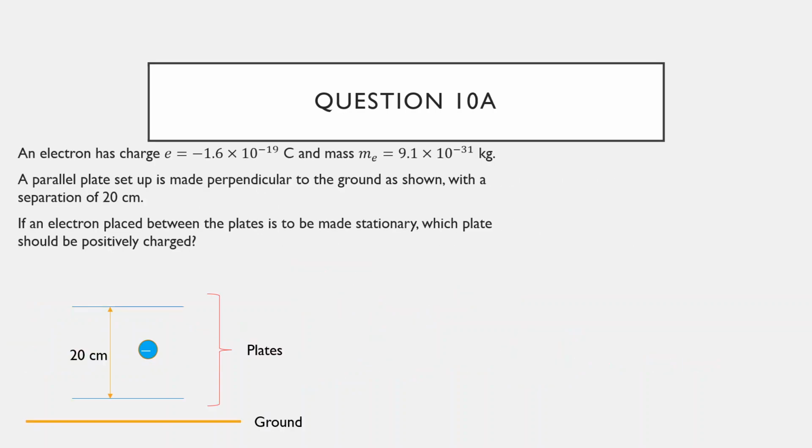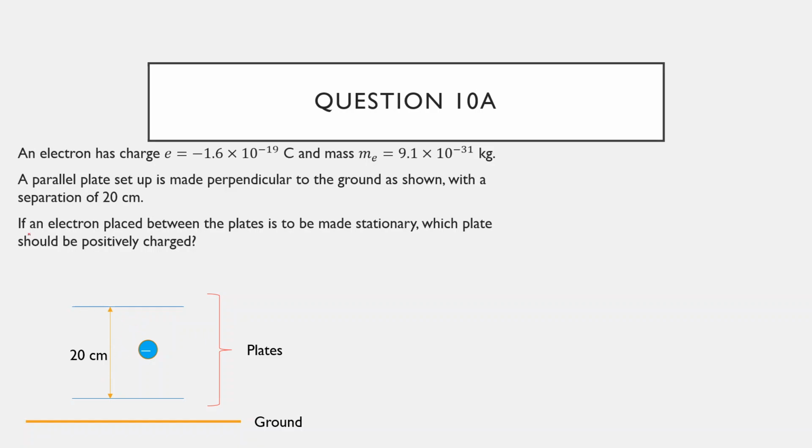Cool, moving on. All right, so question 10a. An electron has a charge E and a mass, things we already know. A parallel plate setup is made perpendicular to the ground as shown, with a separation of 20 centimeters. Okay, so here's the ground. You've got one plate here, another plate here, and there's some kind of electric field between them. We don't know yet because we don't know which one's positive and which one's negative.